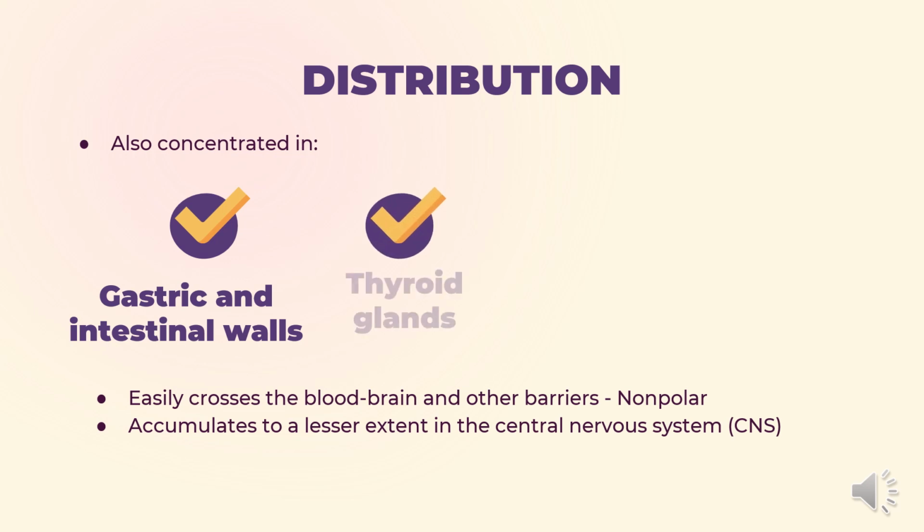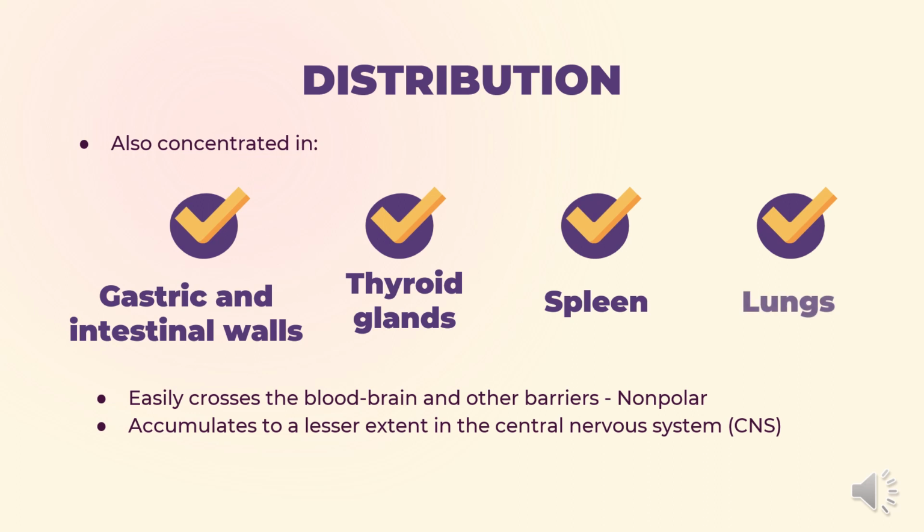It is also concentrated in gastric and intestinal walls, thyroid, spleen, and lungs. It can easily cross the blood-brain and other barriers because of its non-polar nature, and it accumulates to a lesser extent in the central nervous system.